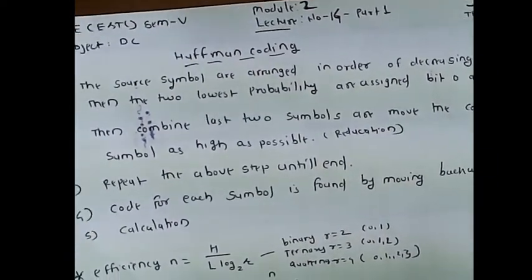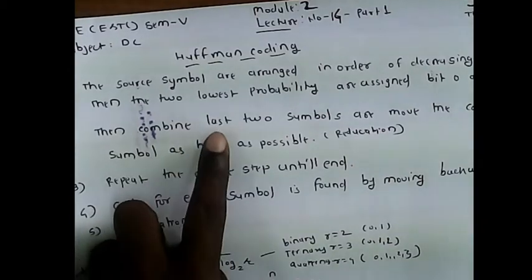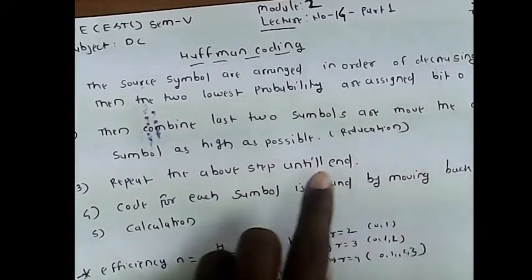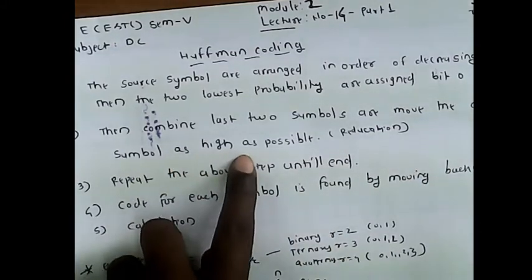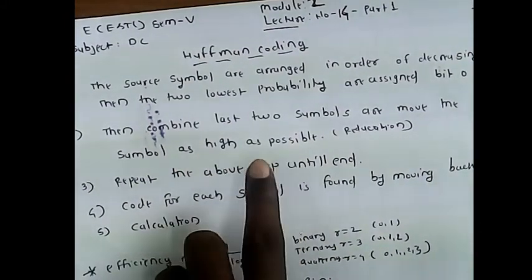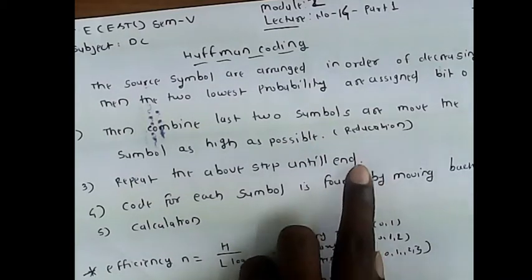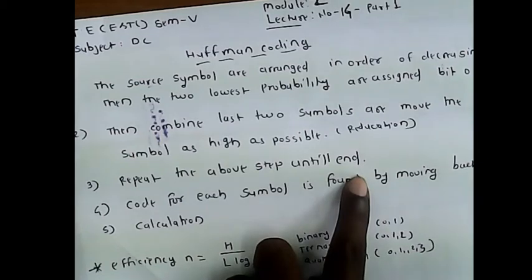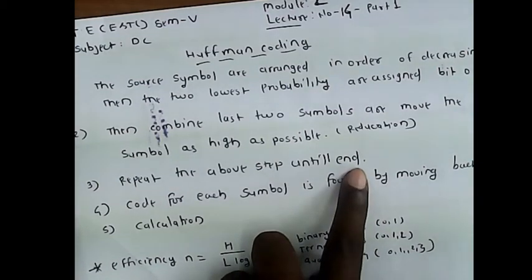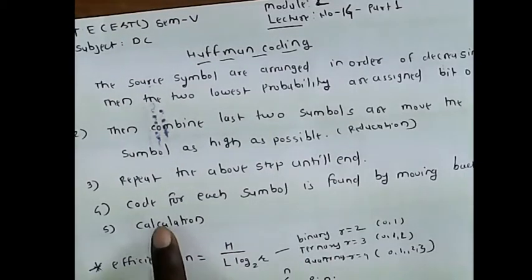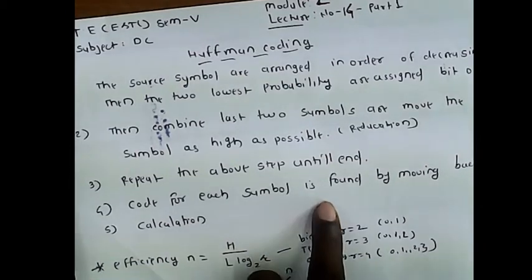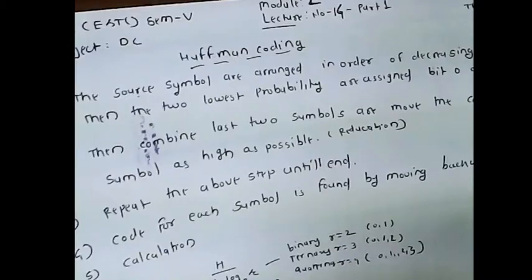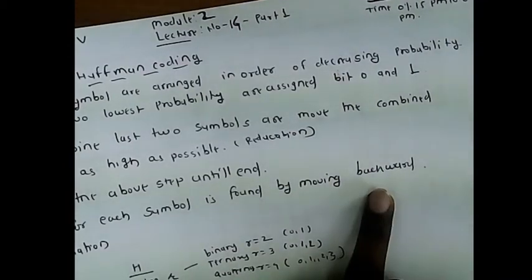Then combine the last two symbols and move the combined source symbol as high as possible. That process is called a reduction. Repeat the above step until only two symbols remain. The code for each symbol is found by moving along the backward path. So follow this to write down the code words for the corresponding symbols.